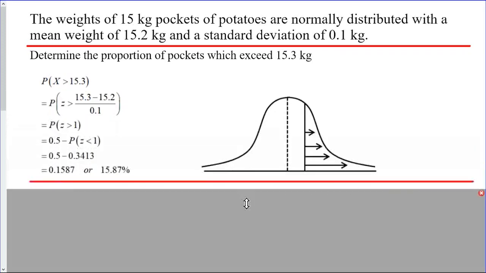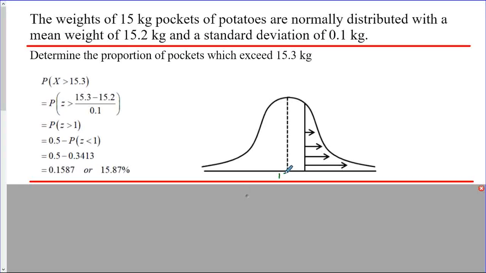Now, if we have a look, remember our mean is 15.2, that's over here, and this is 15.3 over here. Now we firstly convert that X score of 15.3 to a Z score using our formula Z equals X minus mu over sigma, the formula that is provided on the data sheet. And so that's the same as saying, what's the probability that Z is bigger than 1?